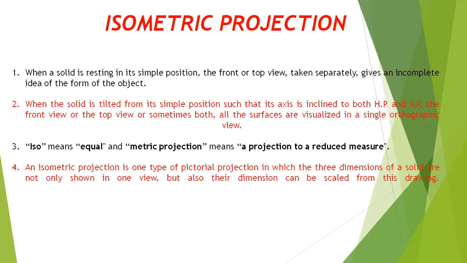2. When the solid is tilted from its simple position such that its axis is inclined to both horizontal plane and vertical plane, the front view or the top view or sometimes both, all the surfaces are visualized in a single orthographic view. 3. An isometric projection is one type of pictorial projection in which the three dimensions of a solid are not only shown in one view, but also their dimension can be scaled from this drawing.